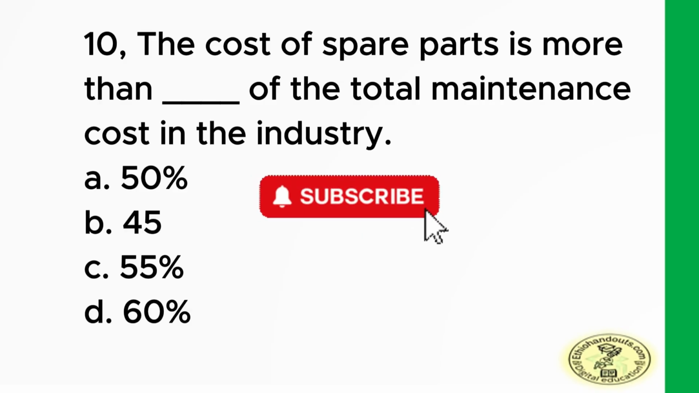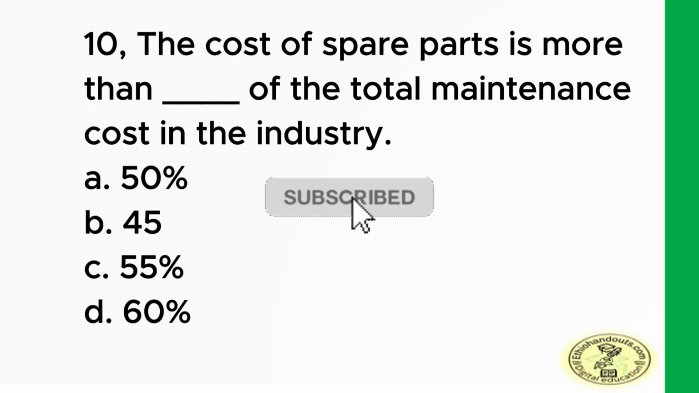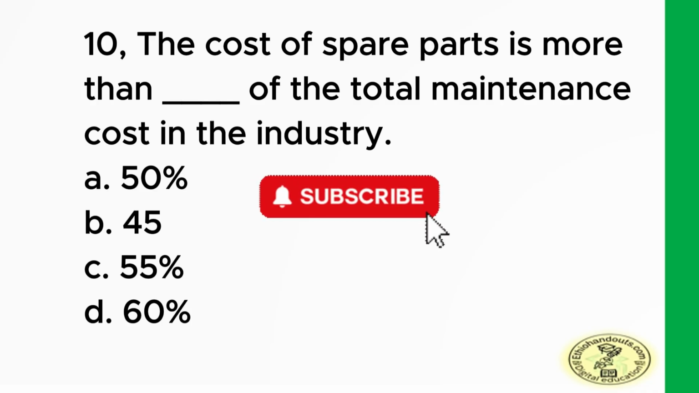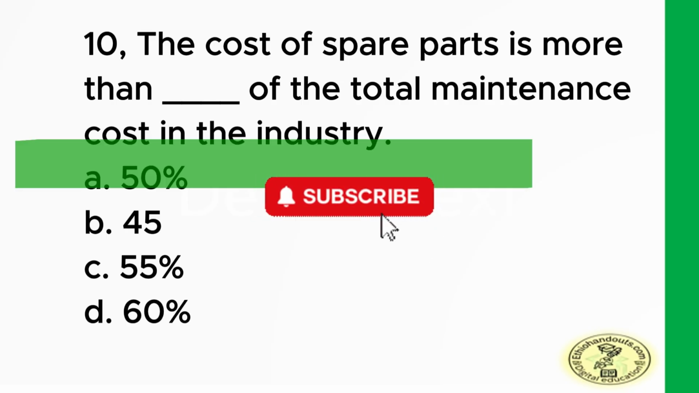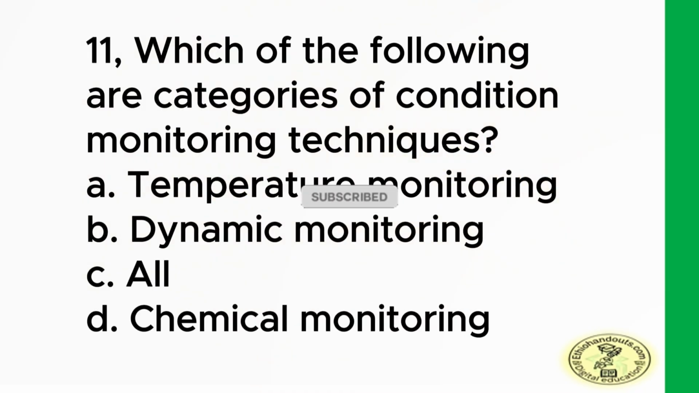A. 50%. B. 45%. C. 55%. D. 60%. The correct answer is A. 50%. 11. Which of the following are categories of condition monitoring techniques?